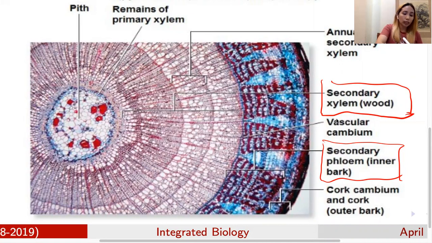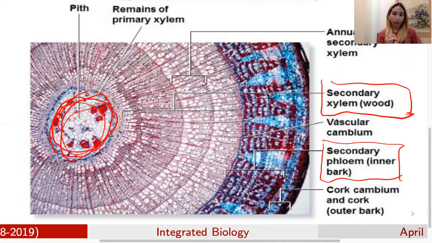Okay, so you notice that we still have a pith here. This pith will eventually disappear. So you know that this particular slide is representing a plant that is undergoing secondary growth, but it is still young. Why? Because there is still pith present. Eventually, as the plant grows, it will produce more secondary xylem, and it will push the pith and crush the pith cells until there's no more parenchyma.